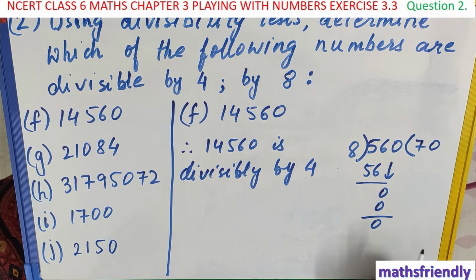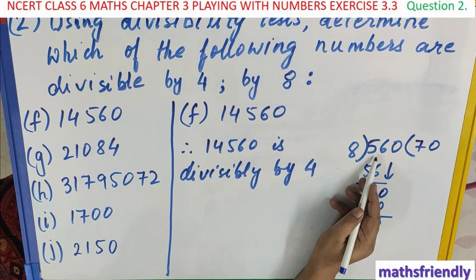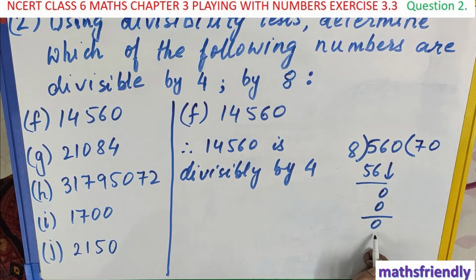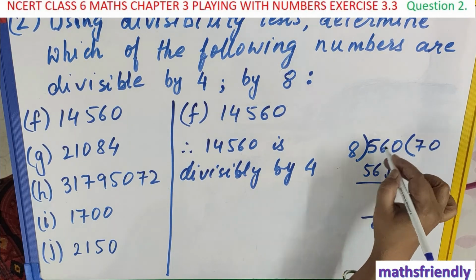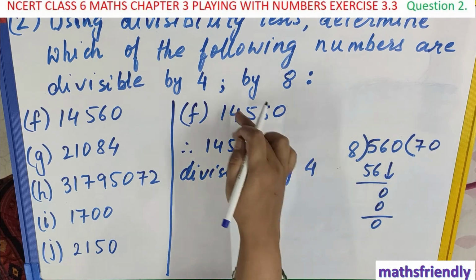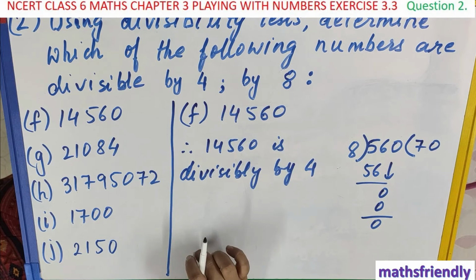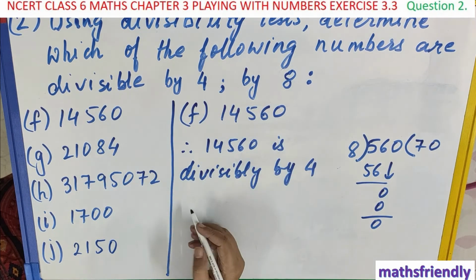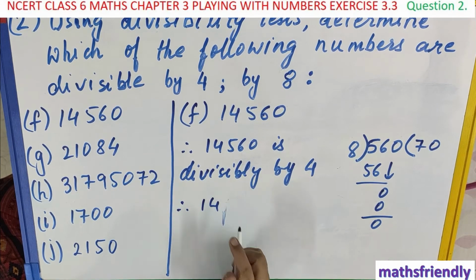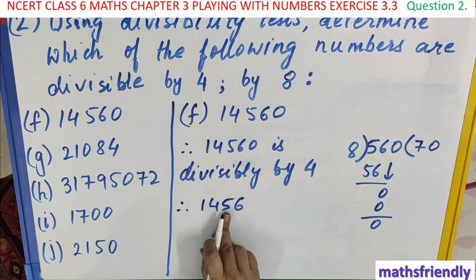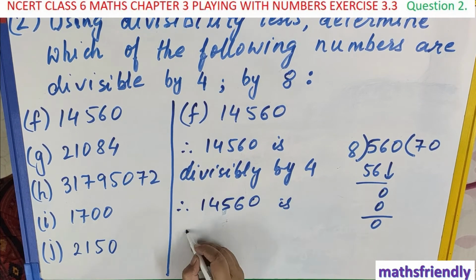So what did we get? When we divide 560 by 8, we got the remainder 0. It means this 560 is divisible by 8. So the whole number is divisible by 8 because the last three digits are divisible by 8. So we can write that 14560 is divisible by 8.